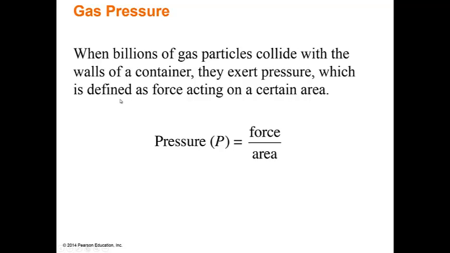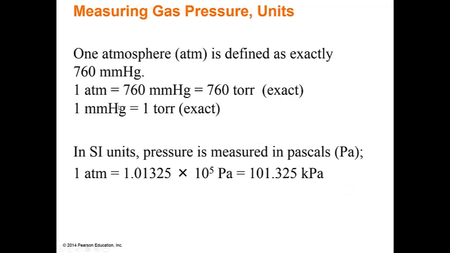So when billions of gas particles collide with the wall of the container, they exert pressure, which we talked about in the last unit, which is defined as force. So pressure is basically force over a given area. And we know this when we fill up our car tire. My car is a Grand Cherokee, so it takes bigger tires. So the pressure on my tires is 40 pounds per square inch. The force being applied is pounds, and the area is square inches. So PSI is our pressure, okay? Force over a given area.